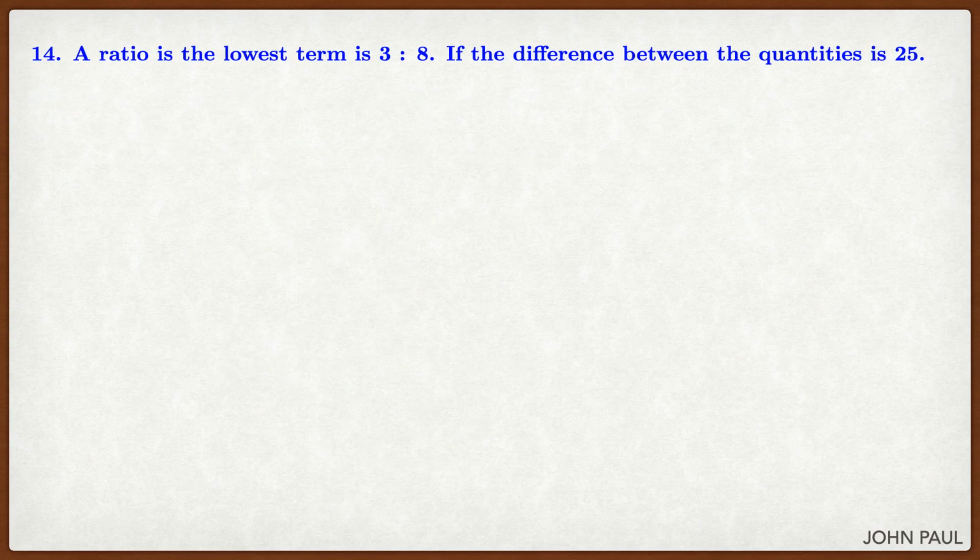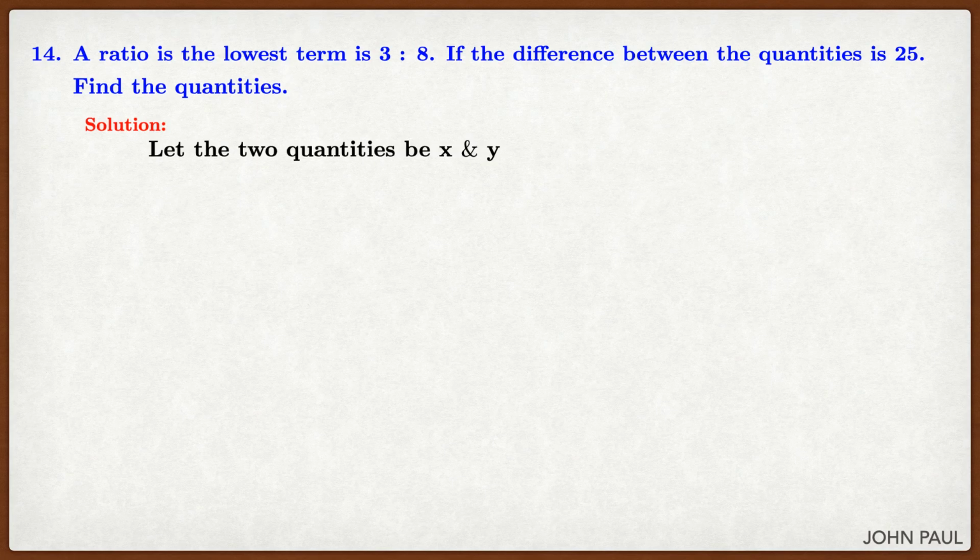14th problem. A ratio in the lowest terms is 3 is to 8. If the difference between the quantities is 25, find the quantities. Solution. Let the two quantities be x and y. They have given the ratio as 3 is to 8. Therefore, x is to y, or x by y, equal to 3a by 8a. The ratio we wrote as 3a by 8a. From this, we get x equal to 3a, y equal to 8a.